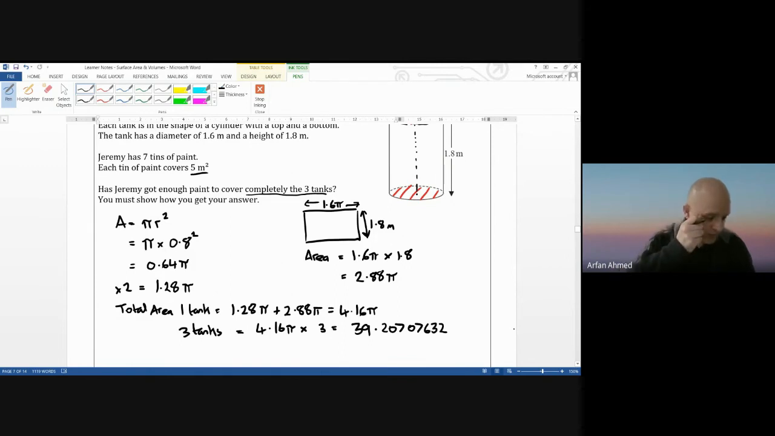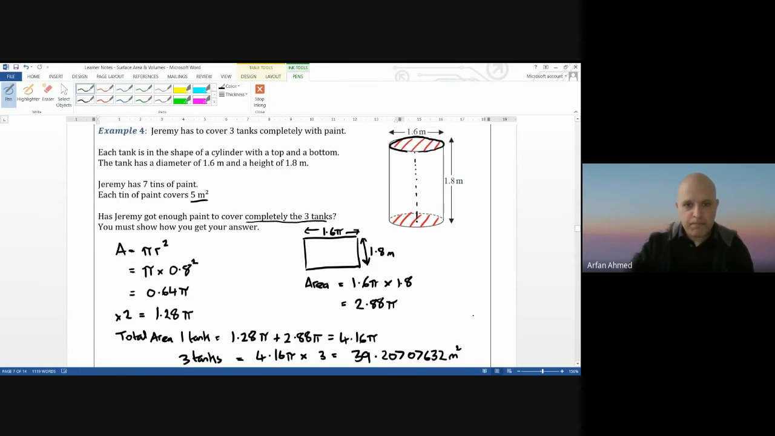So in this case, I would be as accurate as possible, even if you can write it as a fraction to begin with. When I had 4.16 pi, if it came up as a fraction, that's absolutely fine. Or if it's not that many decimals, then you can just write 4.16, which is not too bad. This one here, when I had to times it by 3, I had loads of decimals, so I had it as a big fraction as well. So now I think is a good time to write all the decimals that we need. That's going to be in meters squared. This is the area of 3 tanks in meters squared.